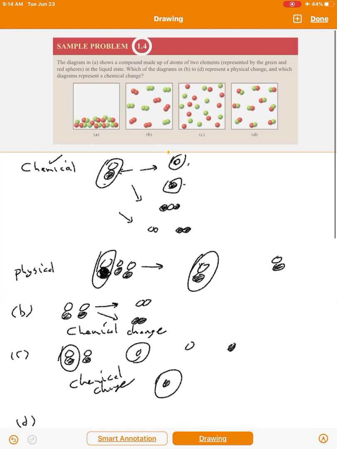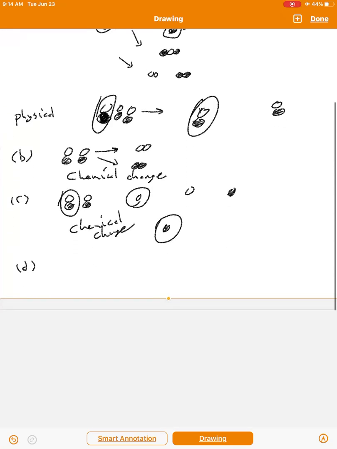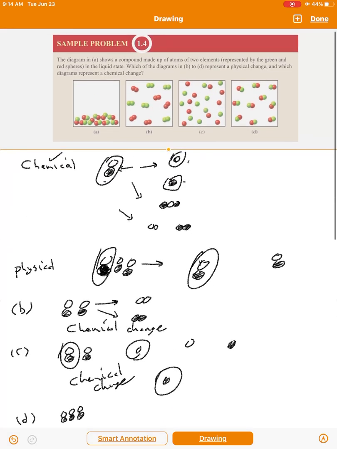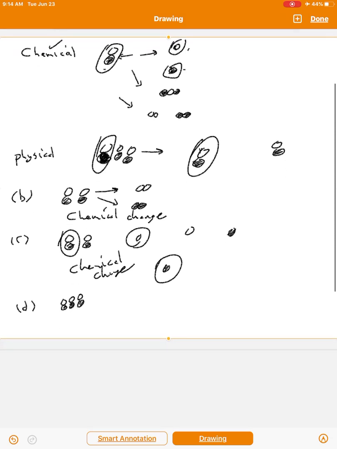Okay, part D, if you take a look at those, and again, you're comparing them to cell A. In cell A, they're close to each other, but the relationships are the same. In part A, they're just really close to each other. But in part D, they're still attached to each other. It's just that they're further apart. So that's a physical change.